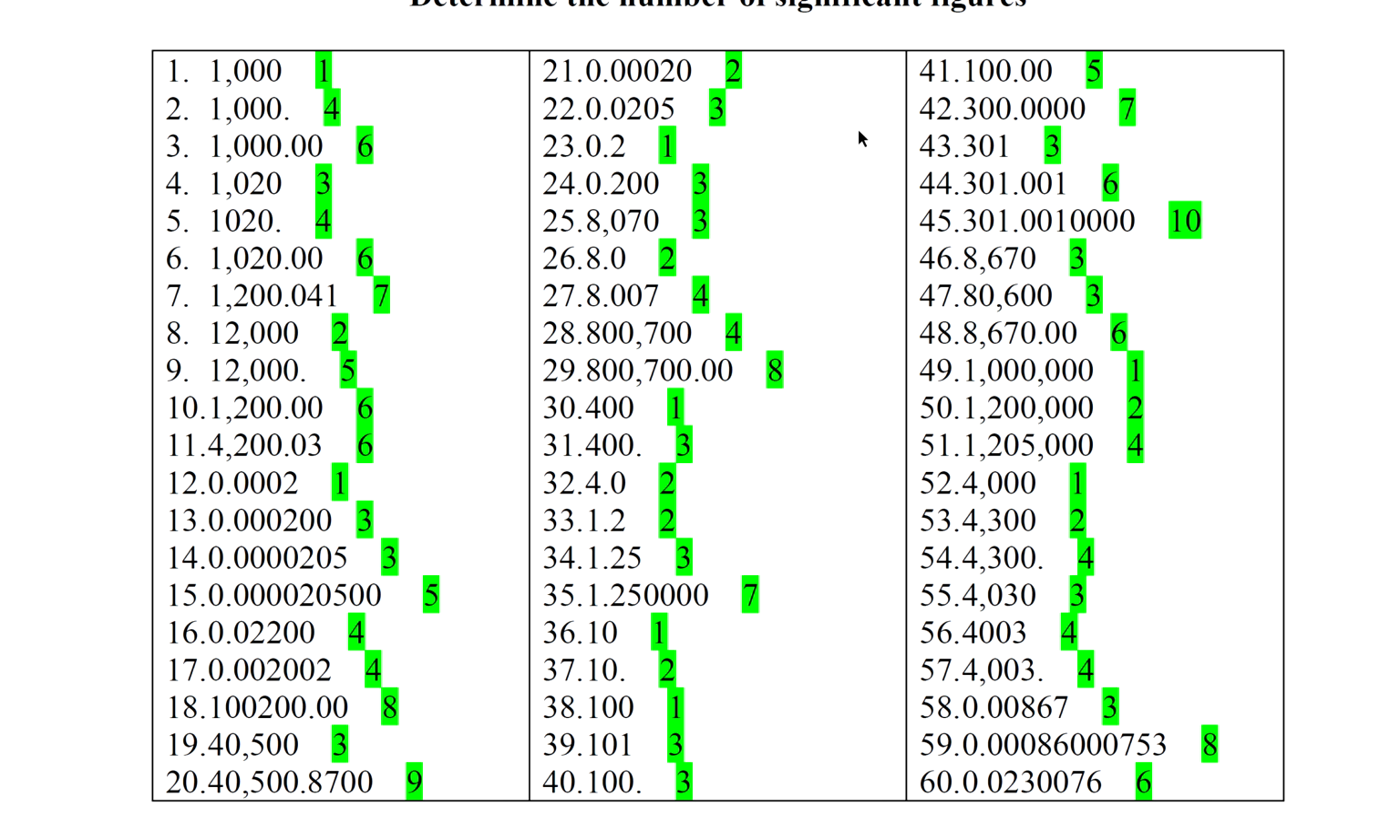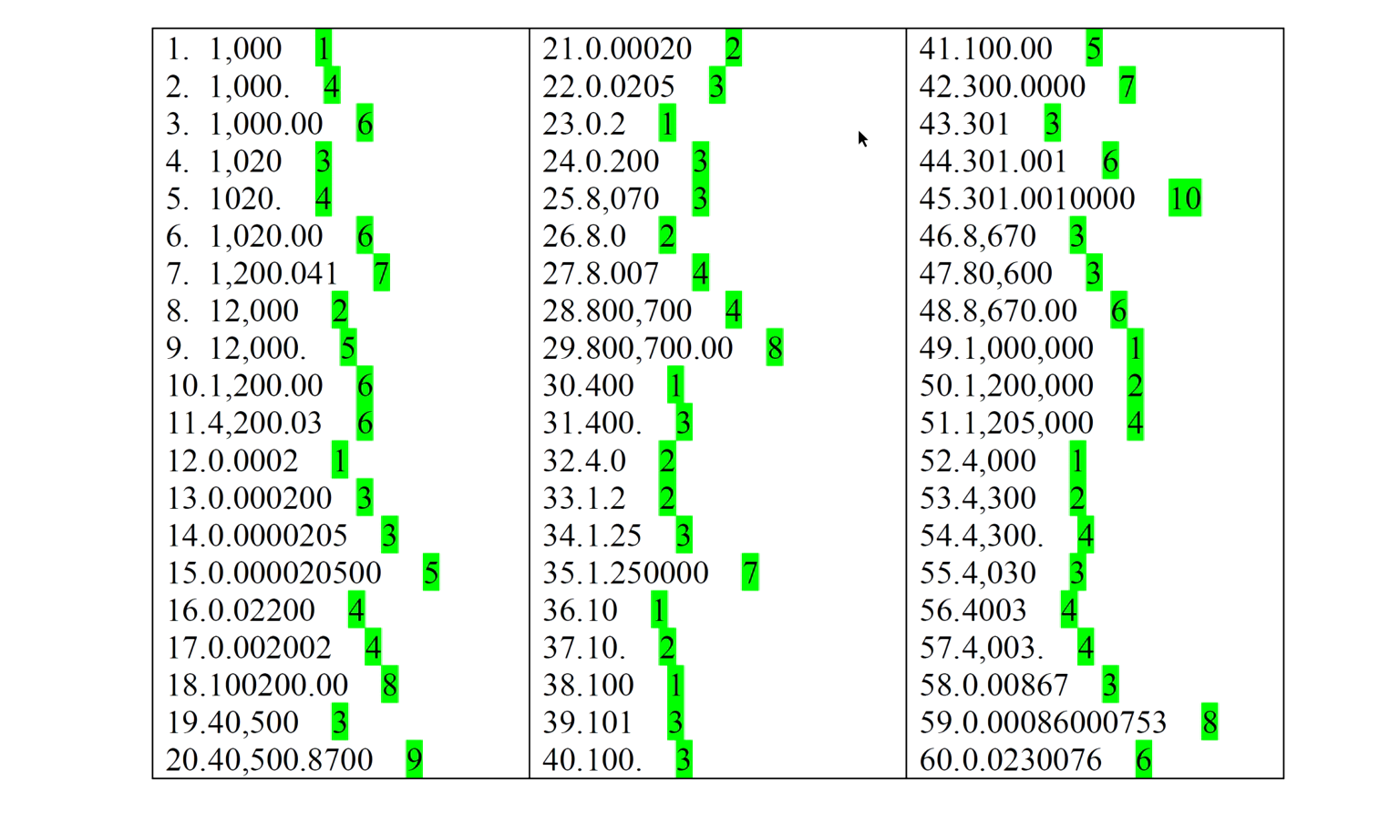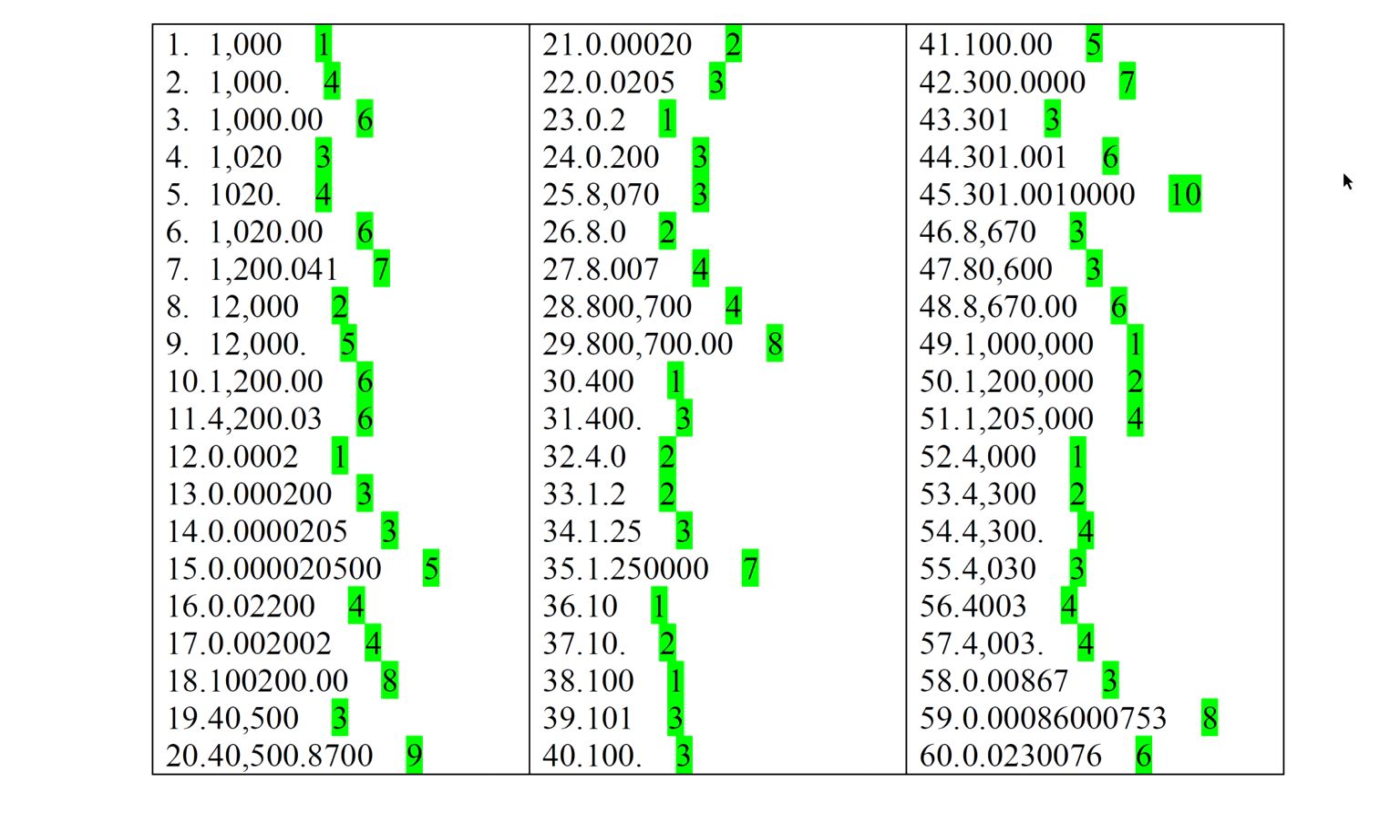Question 32, we got 2 significant figures. Question 33, we got 2. You could pause the video and see what I did with questions 34 to 40. And you could also pause the video and see what I did with questions 41 to 60.